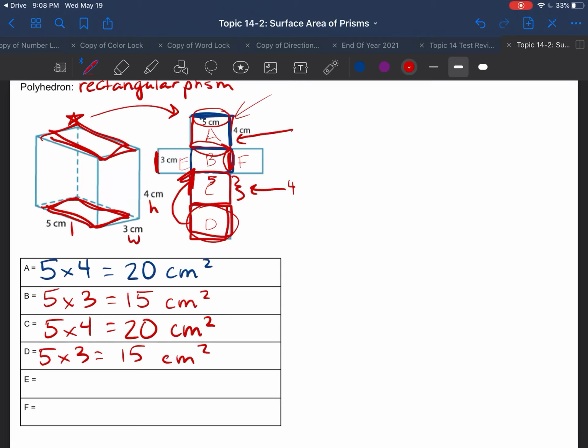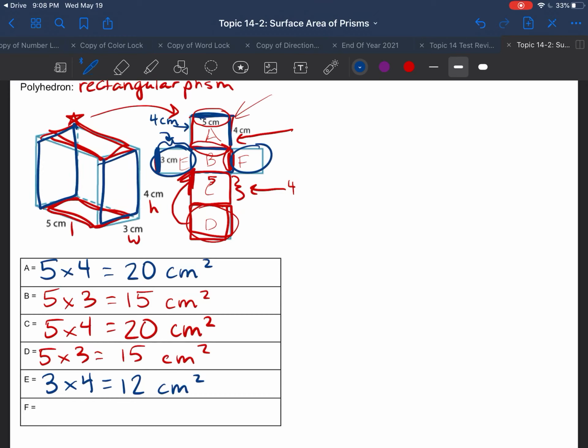And lastly, we have E and F. E is 3 times, what would this section be? This is a little tricky. I'll give you a hint. This side is 4 centimeters, and both of those sides fold up to meet at a vertex. So that side would also be 4 centimeters. So 3 times 4 to get 12 centimeters squared. And E and F are these parts right here, that side and that side. So they are also the same. So F is 3 times 4 as well.